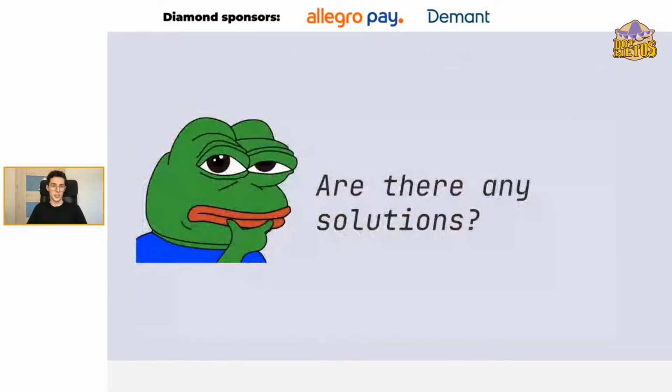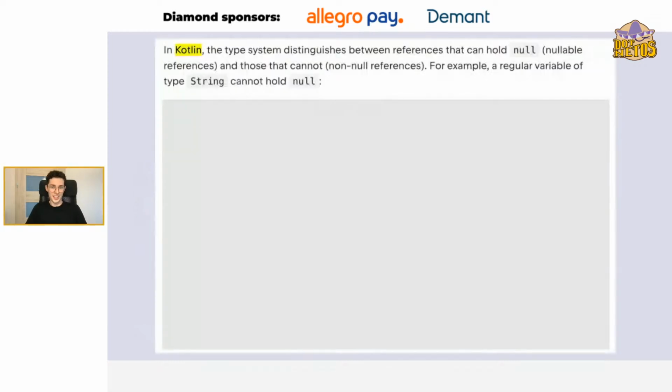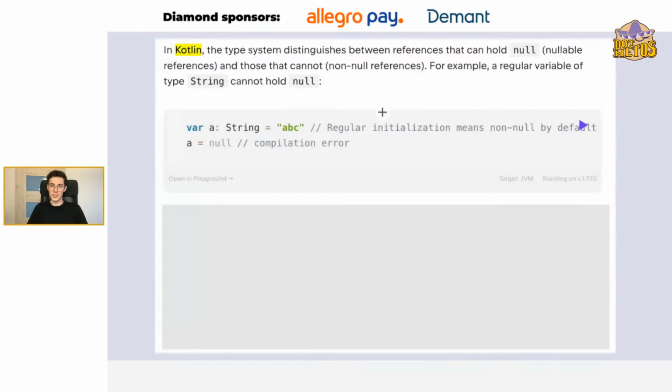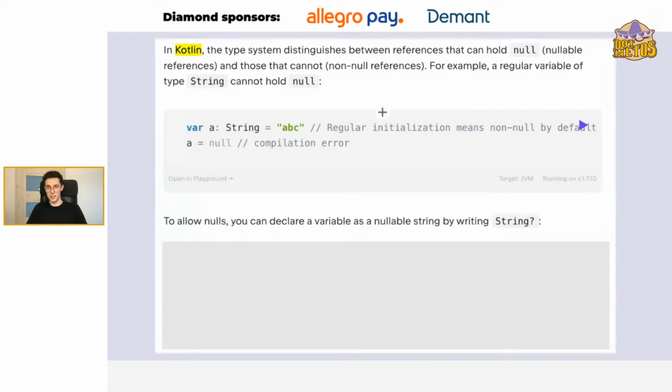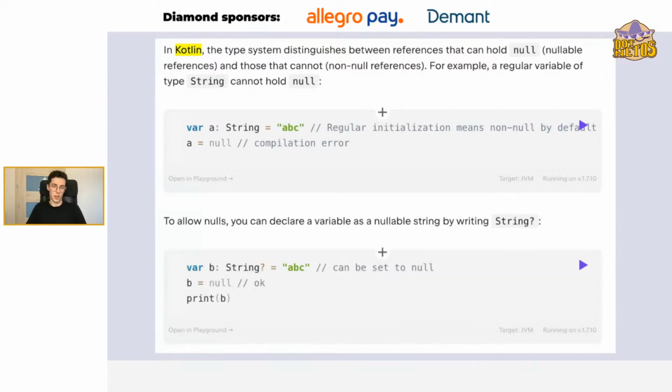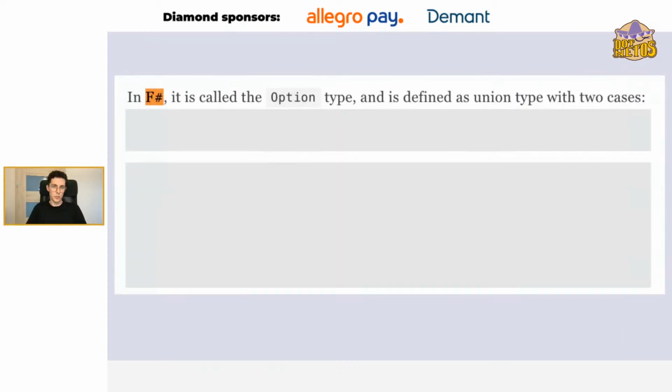I beg these questions. And absolutely, in Kotlin, we have a distinguished system where references can hold null or not, called nullable types. A regular initialized variable is treated as non-nullable by design. In addition, if you want to allow null, you declare a variable by adding a question mark at the end of it, and that's it. So let's move on to F#.